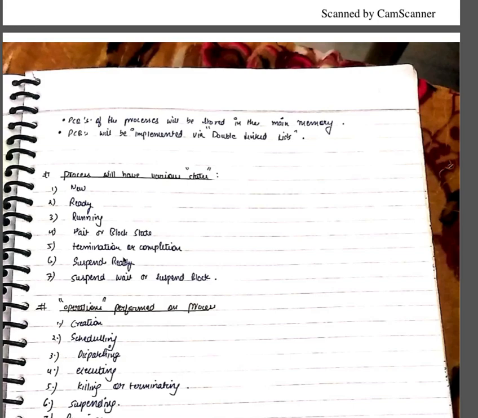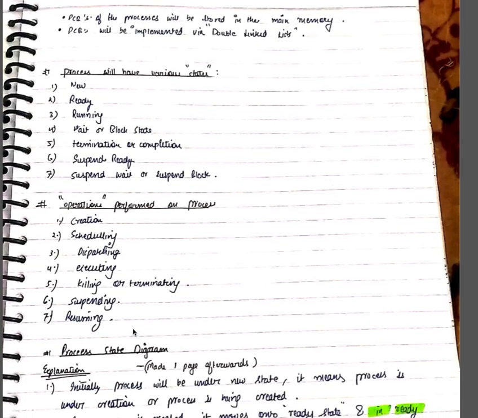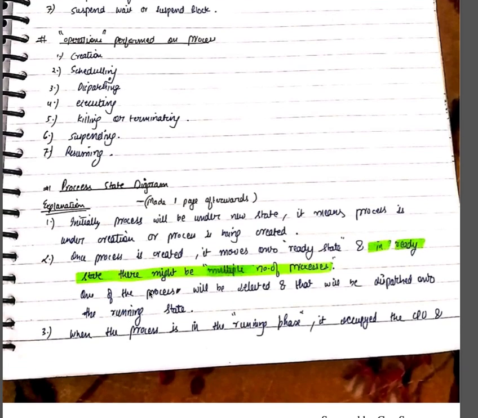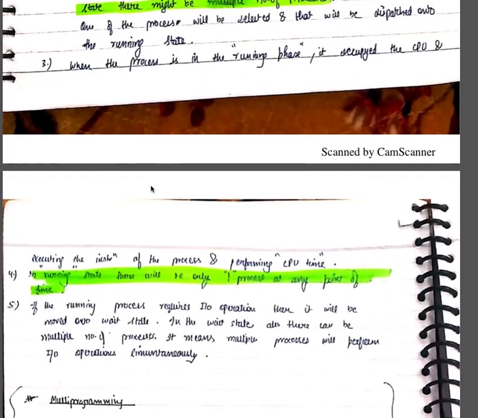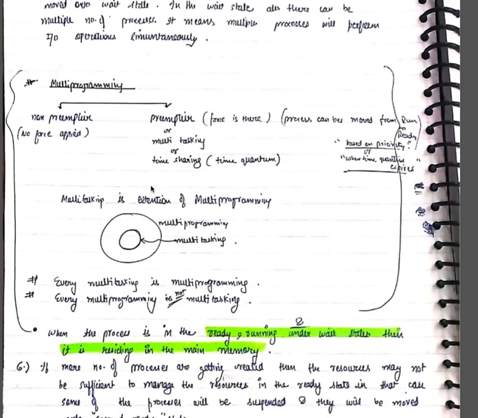Termination, it is completed. Suspended ready and suspended wait, we will see what these are. Now the operations that can be performed on a process are creation, scheduling, dispatching, executing. Now let's come to the process state diagram and we'll see how this works.